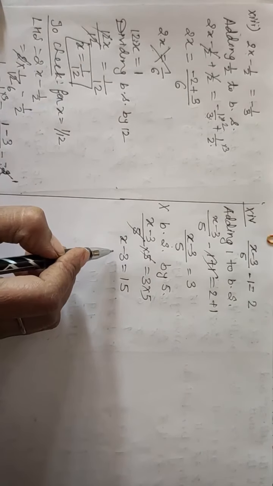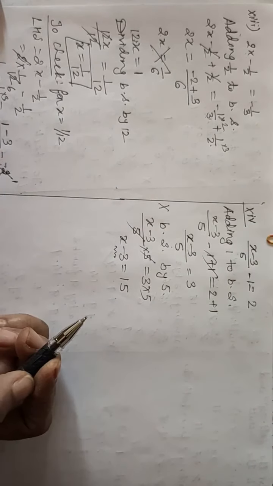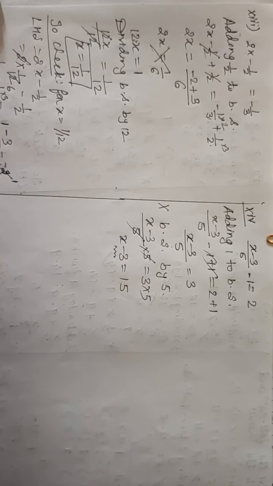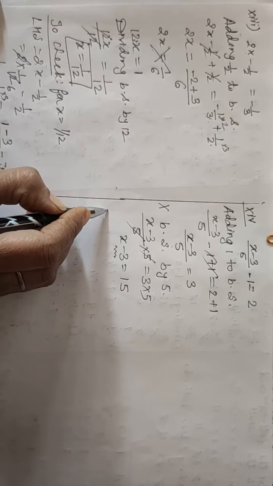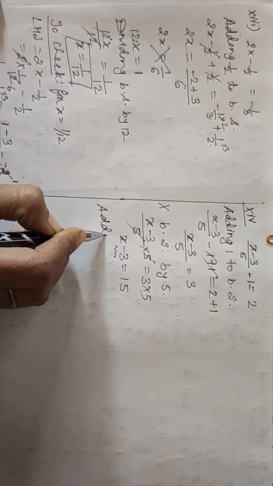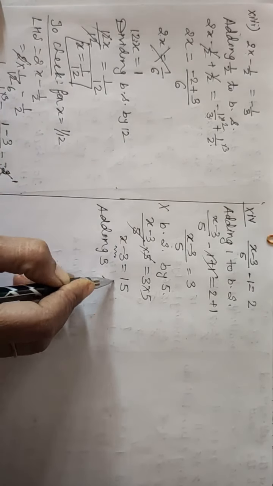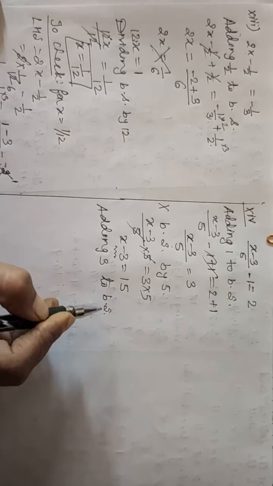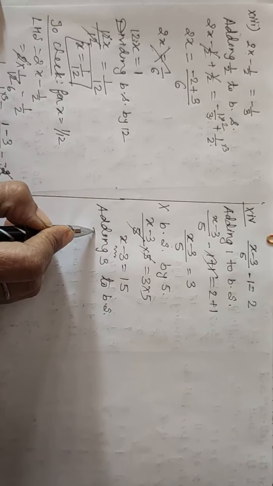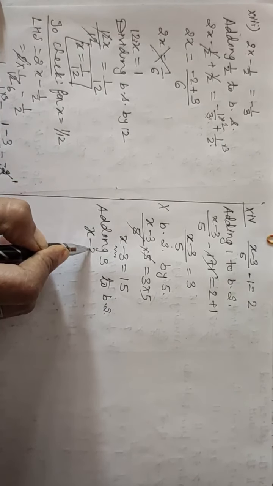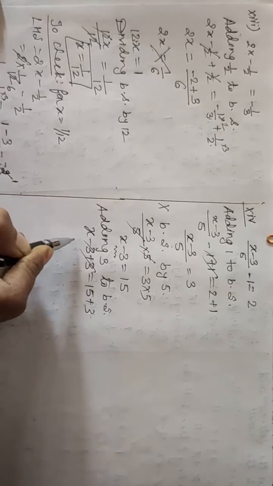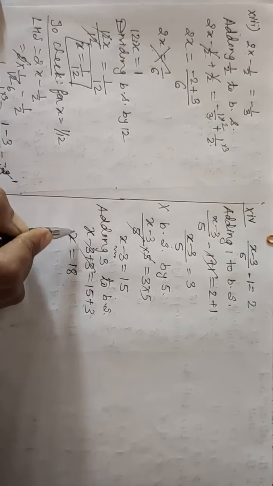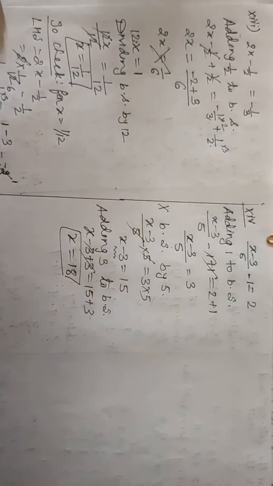Now very simple. Here what do you have now? Minus 3. So you have to remove minus 3. What will you do? Opposite of minus is addition. So you will write, adding 3 to both sides. When you add 3 to both sides, you will get plus 3 here, and here this gets cancelled. So x is equal to what? 18. What you got? x is equal to 18.